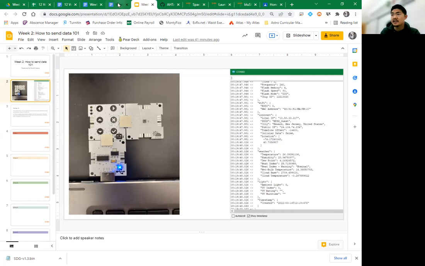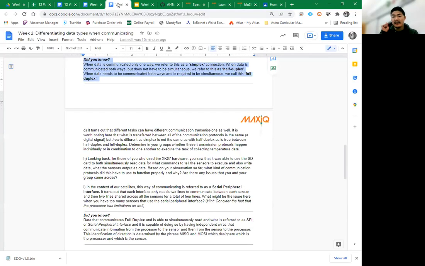It was basically a slot where you could have an SD card that acts simultaneously as the processor, that can tell the sensors what to do, as well as receive the data that the sensors are collecting back. And what the XK07 hardware is doing then is simultaneously reading and writing data.